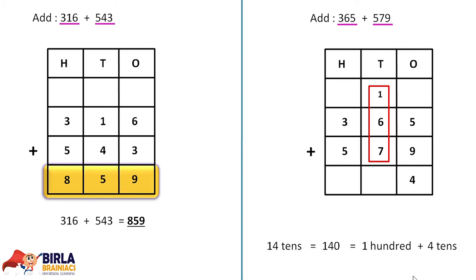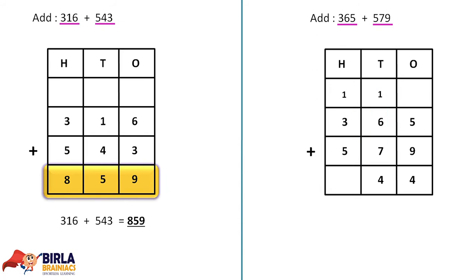This 4 tens will come under the tens column. So let us write 4. This 100 will get carried forward to the hundreds column. So let us carry forward that 100 there. Now when you are doing the sums, you don't have to do all this. You got 14 when you added. So simply write 4 down here, carry forward that 1 to the previous column.